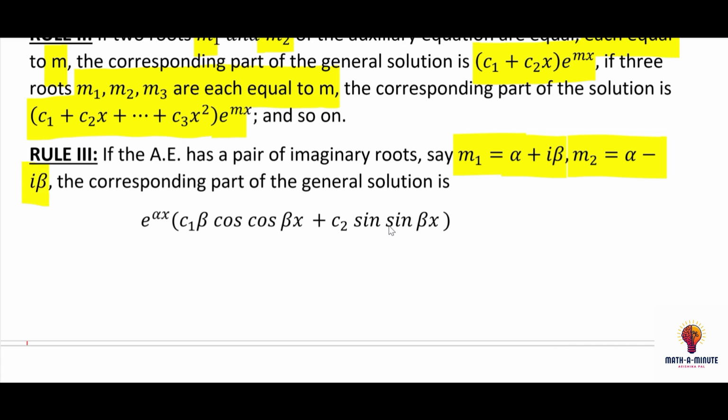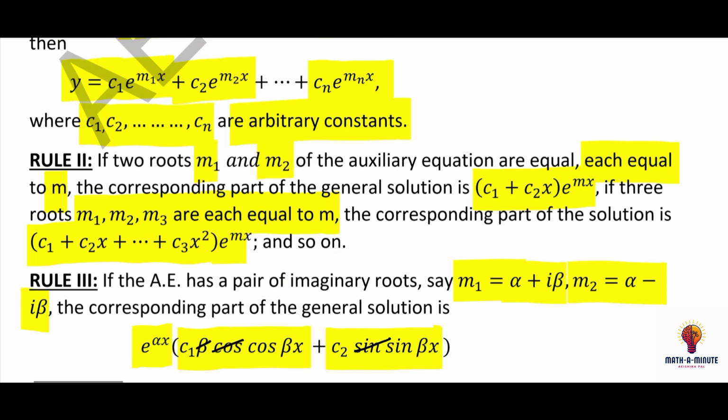Then the general solution will be e to the power alpha x, where alpha is basically the real part of the root, times (c1 cos beta x plus c2 sin beta x). Okay. So in this way, we have to find the complementary function.